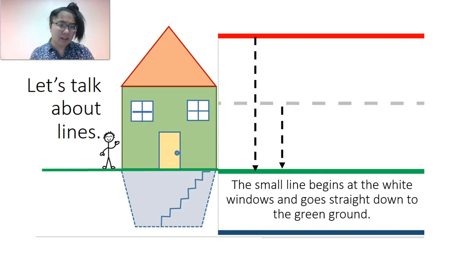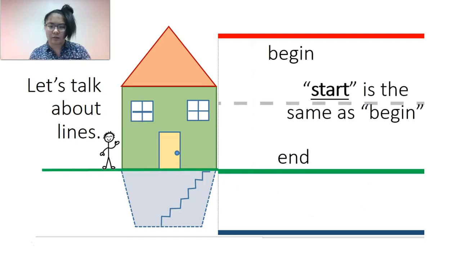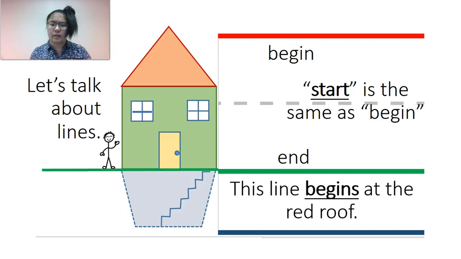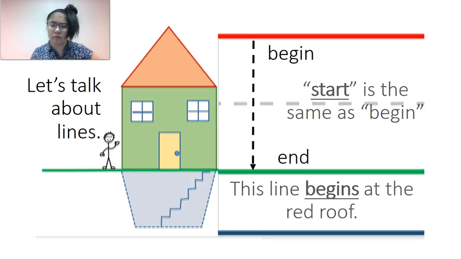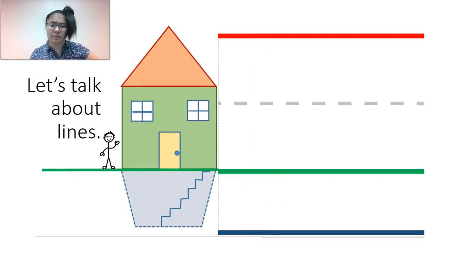So this is an example of the kind of instructions we'll be using. Lines have a beginning and an end. So we can say that this big line begins at the red roof and ends on the green ground. Also, the word start is the same as begin. Start, begin, same thing. So this line begins at the red roof and it ends on the green ground. Good.